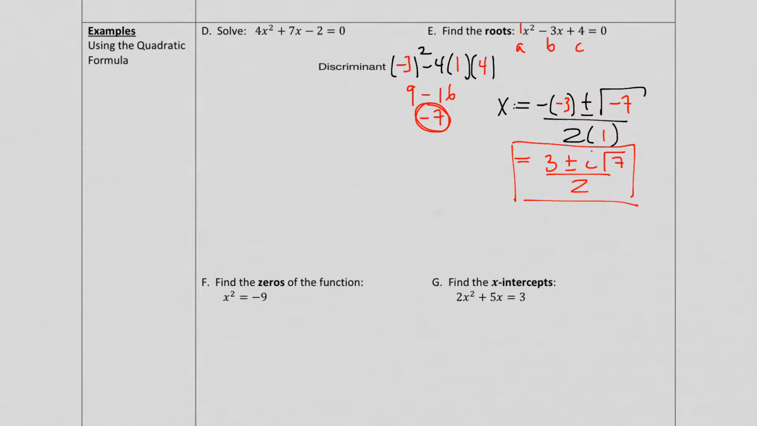Alright guys, here is example E. So again here, I found the discriminant first. It's negative 7, so I expect to have i in my answer. I'm going to have 2 complex solutions. Using the quadratic formula, I get a positive 3 plus or minus, this comes out as an i, radical 7, all over 2. So there's my response. Again, pause it and try F.